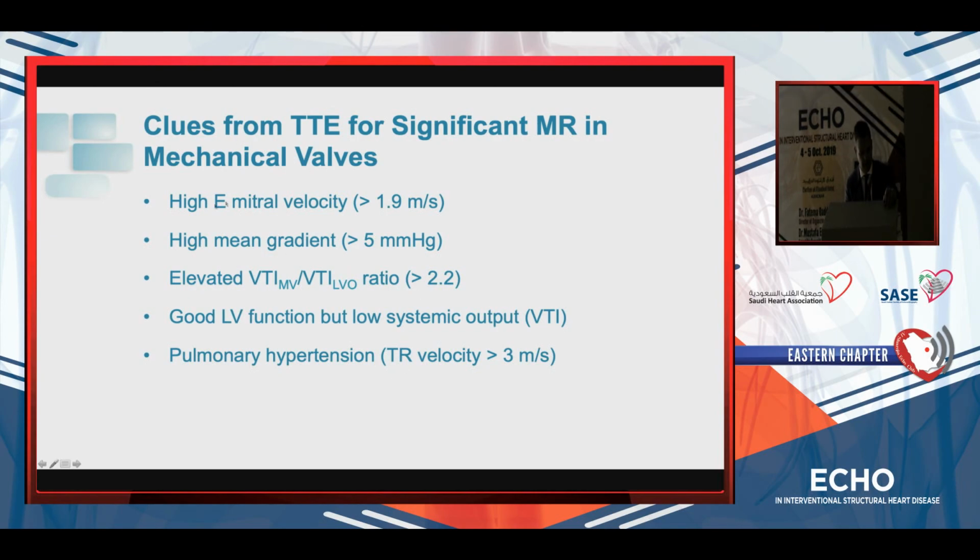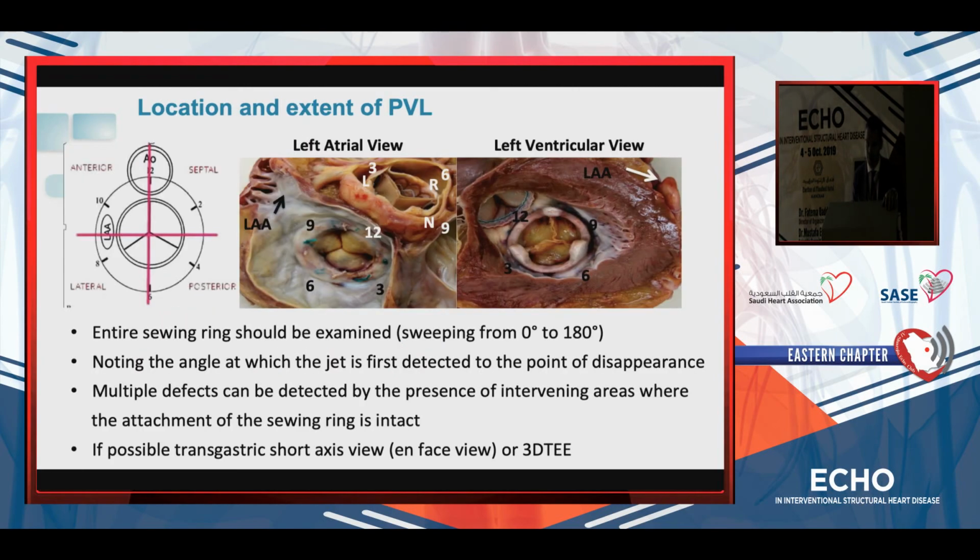If there is a high inflow, so a regurgitant volume that comes in, there's a high inflow, and we have a sort of pseudostenosis with a high mean gradient, and we have an elevated flow over the mitral valve compared to the left ventricular outflow tract. We see a good function, but there is a low systemic output when we measure the VTI, and frequently we have pulmonary hypertension. So in this situation, you really should consider doing a TEE in this patient and look for paravalvular leakage.